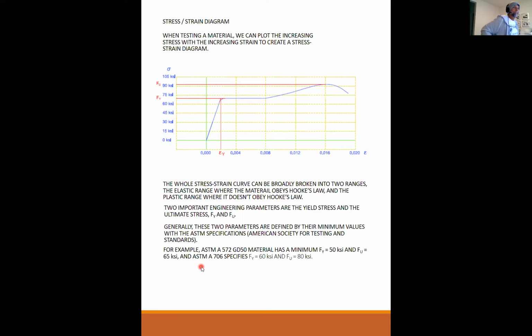We also have ASTM A706, which is a spec for concrete rebar, the steel that goes into reinforced concrete. And that spec has a minimum yield of 60 KSI and a minimum ultimate stress of 80 KSI.